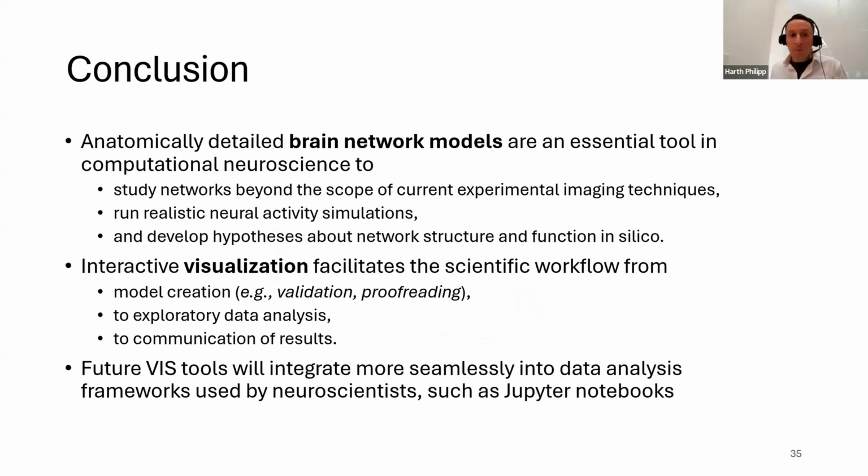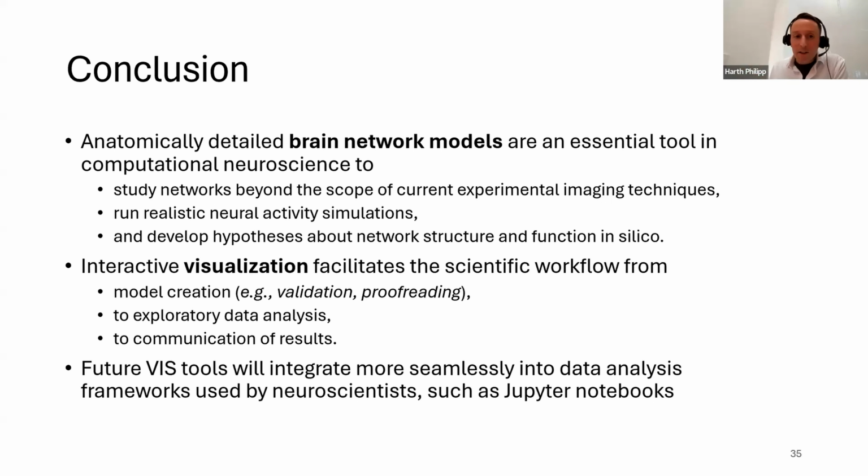This already concludes my talk. My conclusion is that what I wanted to convey is that anatomically detailed brain network models are essential in computational neuroscience because they allow us to study networks beyond the scope of what is currently possible with experimental imaging techniques. They are required to run realistic neural activity simulations. They allow neuroscientists to develop hypotheses about network structure and function, which then inform experiments.